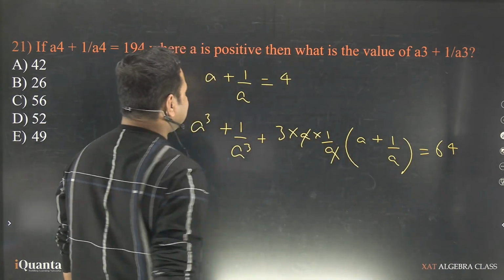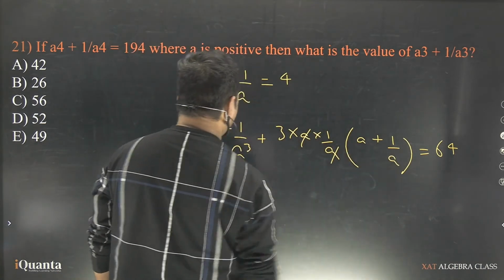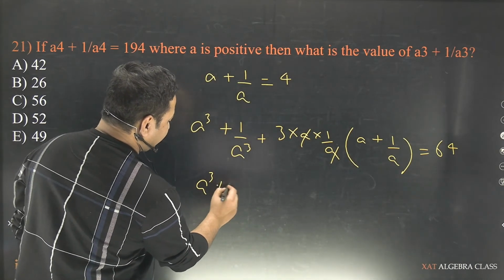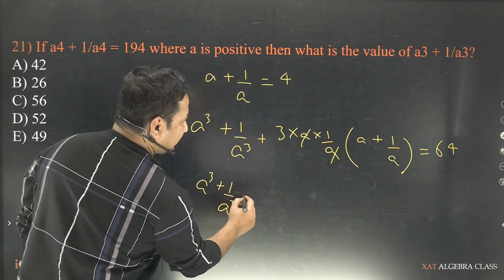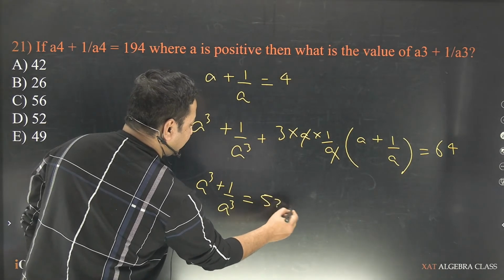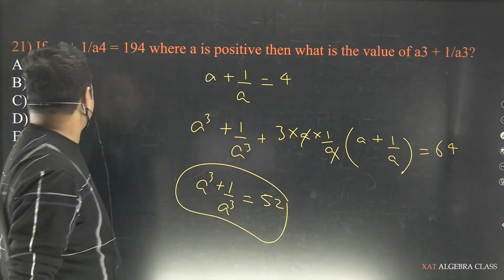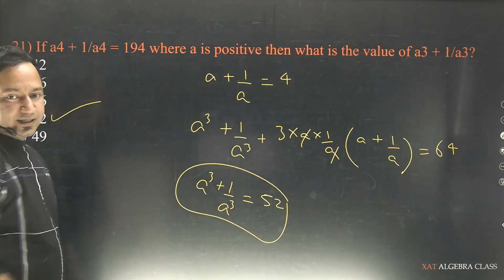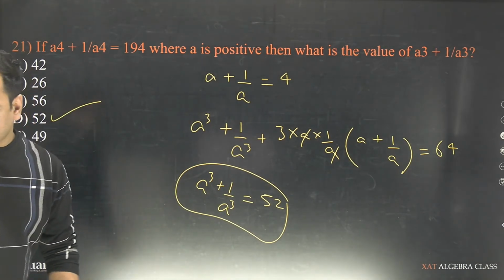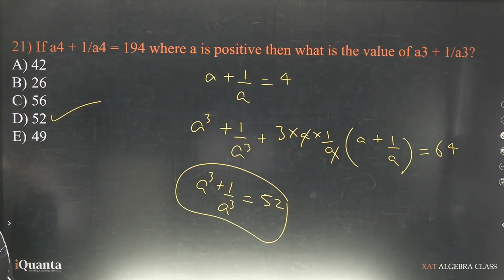A gets cancelled. a plus 1 by a is 4 already. 3 4s are 12. So a cube plus 1 by a cube plus 12 is 64, or I can say a cube plus 1 by a cube is 52. D is the correct answer over here. Clear? I think this is how you guys did it. Great.